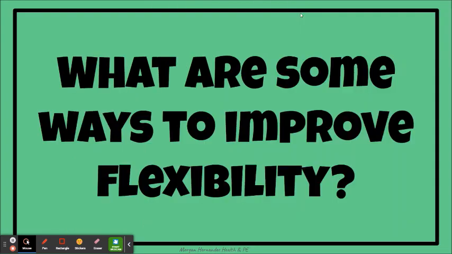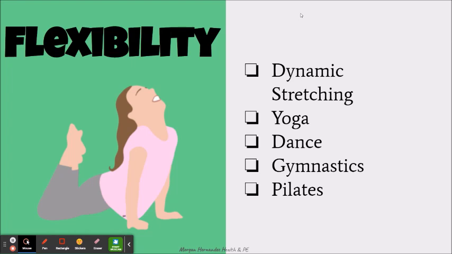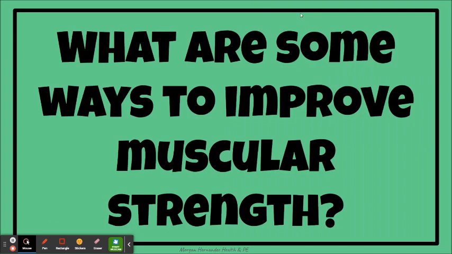What are some ways to improve flexibility? Ways to improve flexibility can be dynamic stretching, yoga, dance, gymnastics, and Pilates. Now, Pilates can be an exercise that is very similar to yoga and improves your flexibility. Any type of stretching obviously improves flexibility, and dance can also improve flexibility.